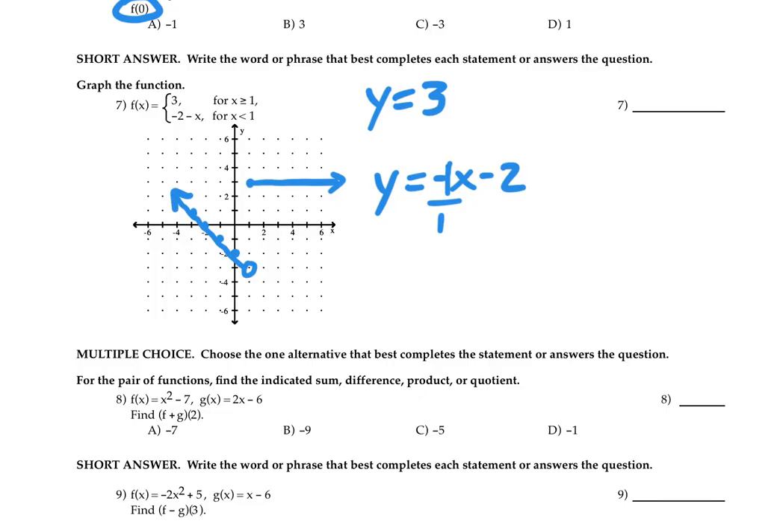It's still a function because it still passes the vertical line test. At this part right here, that's why I need a closed circle and an open circle, because the closed circle makes it a function, and by the open circle being down here, there's only one point at 1. And so it does pass the vertical line test.